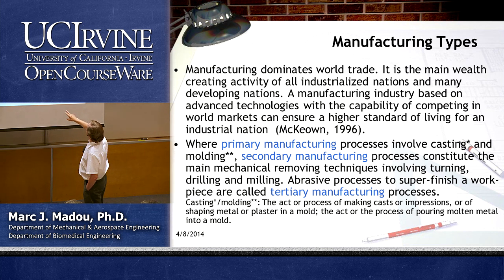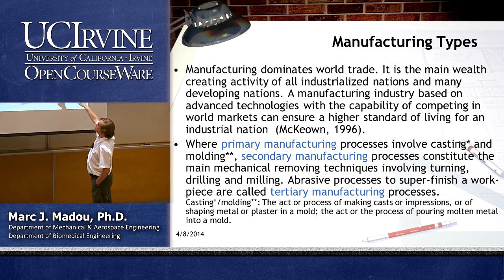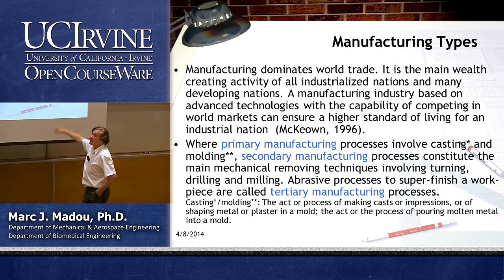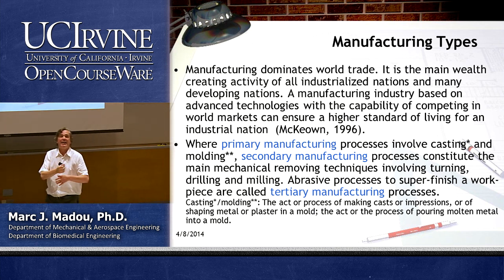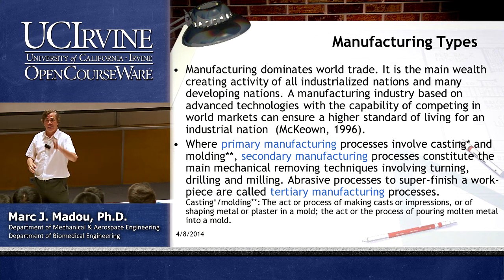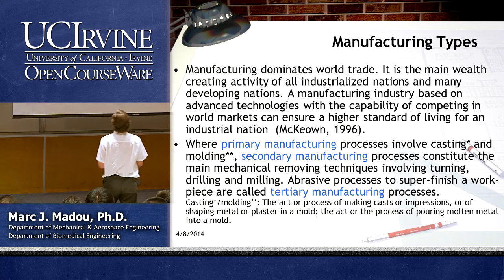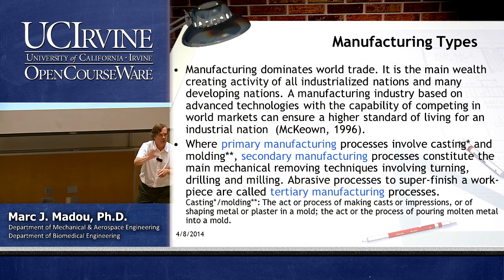Secondary manufacturing processes constitute the main mechanical removing techniques. So, for example, mechanical CNC machining, turning, milling, that's secondary. And then tertiary is abrasive, is polishing, is fine-tuning it.